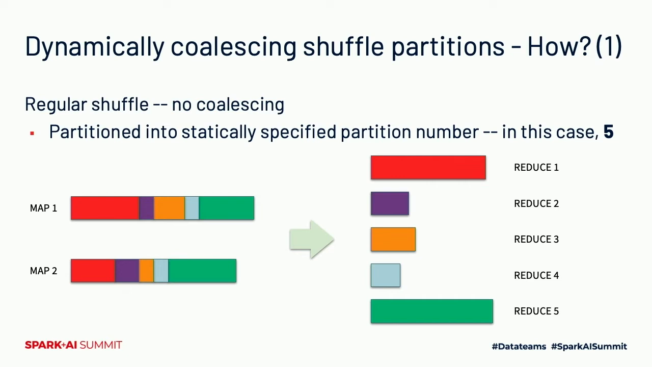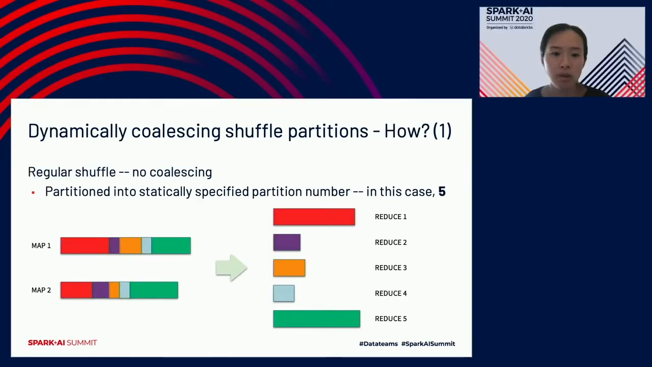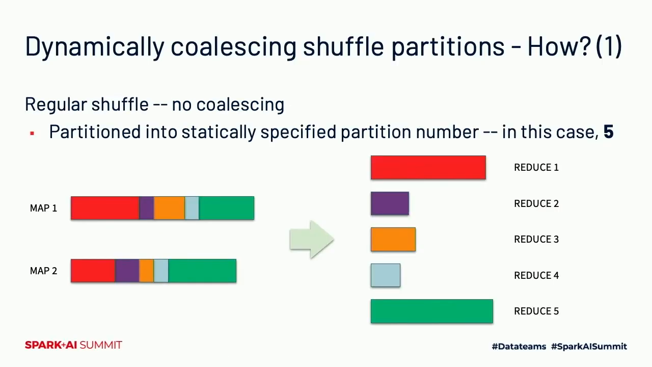The second step of a regular shuffle is to have one reducer for each key group, and each of these reducers will read data belonging to their respective key group from all the mappers. So on the right-hand side of this diagram, you can see that reducer 1 reads all the data from the first key group, which is marked red, and reducer 2 reads data from the second key group marked purple, and so on and so forth.